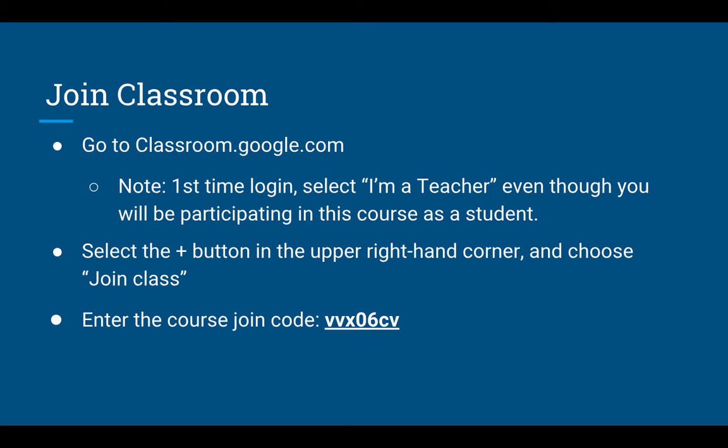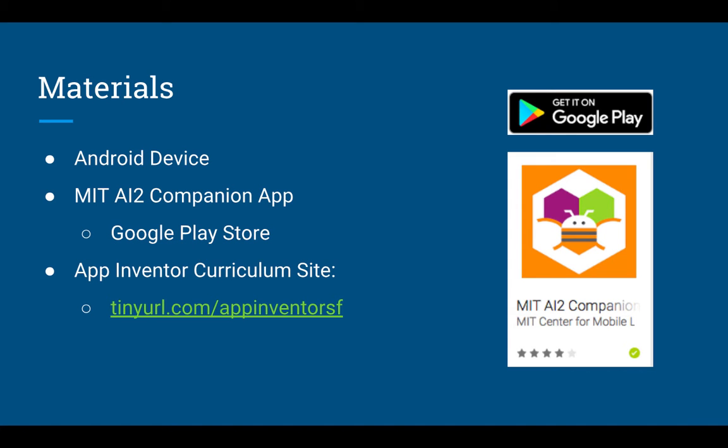To join this course, go to classroom.google.com. If this is your first time using Classroom, select I'm a teacher, even though you will be participating in this course as a student. Select the plus button in the upper right hand corner, choose join class. The course join code is VVX06CV. It's also on the syllabus.